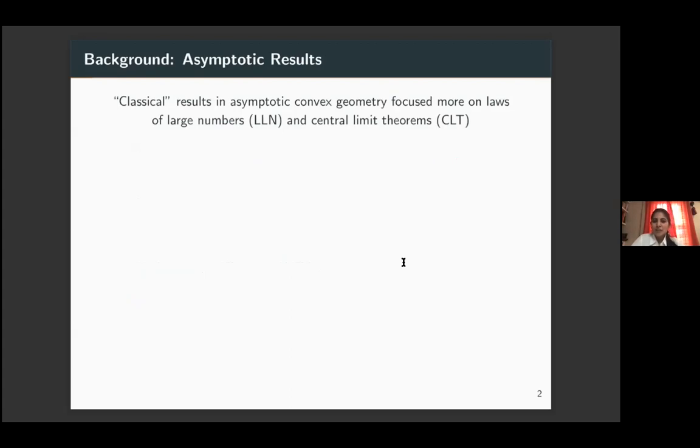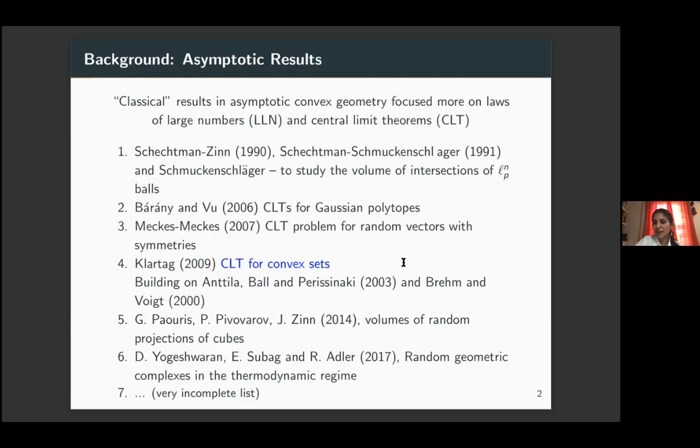And we've seen that high dimensions often impose some sort of regularity, which has a probabilistic flavor. So classical results in asymptotic convex geometry have focused more on law of large numbers and central limit theorems. And now I'm talking about prior to the last maybe 4 or 5 years. So just to give you a very, very incomplete and small list, there's some work of Schechtman, Zinn, Schmuckenschläger, etc., to study the volumes of intersections of LP balls, about which I will talk more at the end.